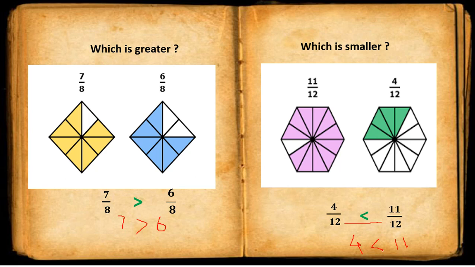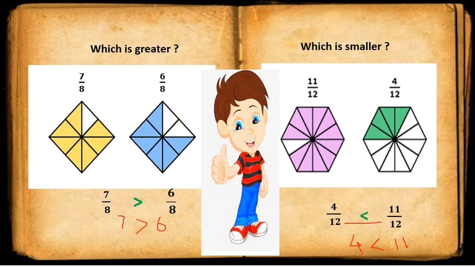Okay. Now this is the case when the denominators are the same in both the fractions. Now what if the denominators of the fractions are not the same? Let us consider the figure. In this figure, how many parts are there? Correct, 3. And how many parts are shaded with red color? 2.